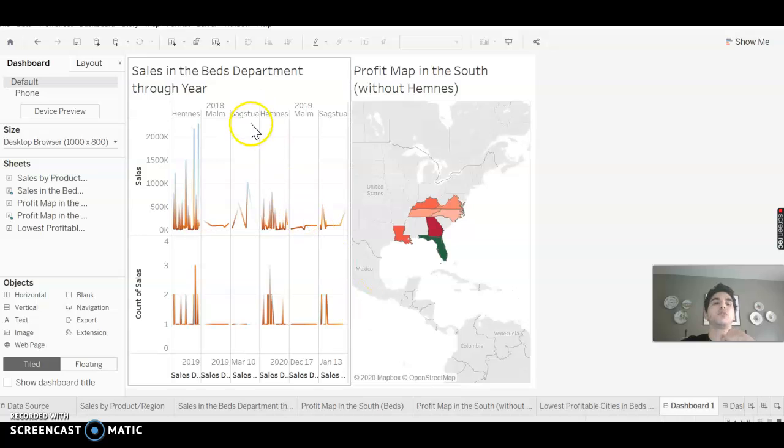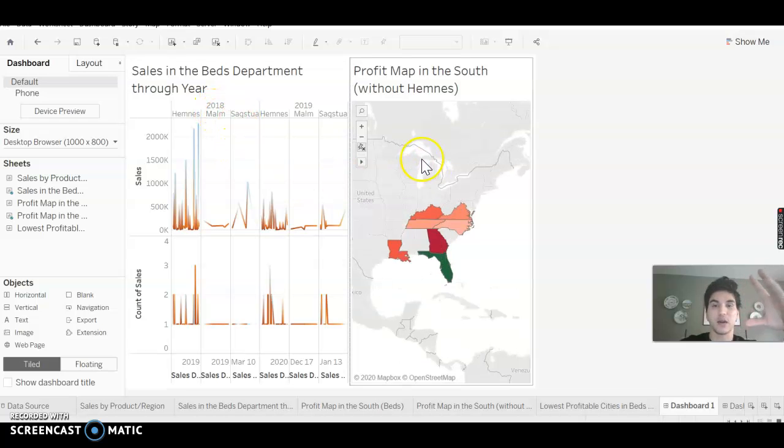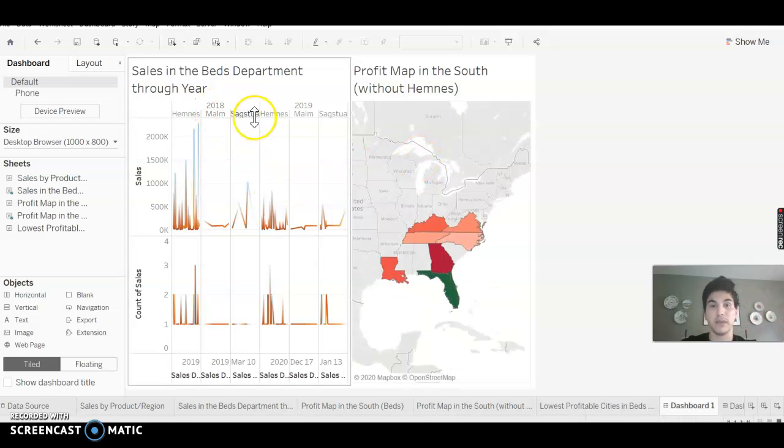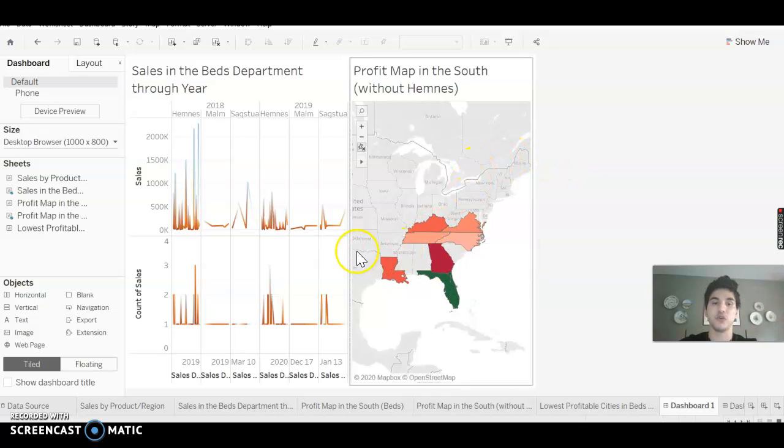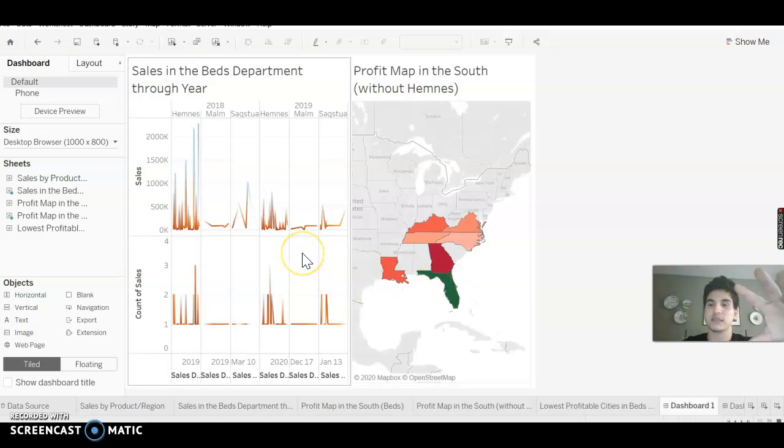So here in my dashboard, I decided to show the difference between the predictability in Hemnes beds in 2018 and 2019, and the all over the place that I was talking about for the Malm and Saxtua beds. Here I'm comparing both maps. This one doesn't count the Hemnes, so it shows how some states don't even sell, some states sell really poorly, some states sell fairly, and Florida sells pretty good. So it's like I was saying, it's kind of all over the place.